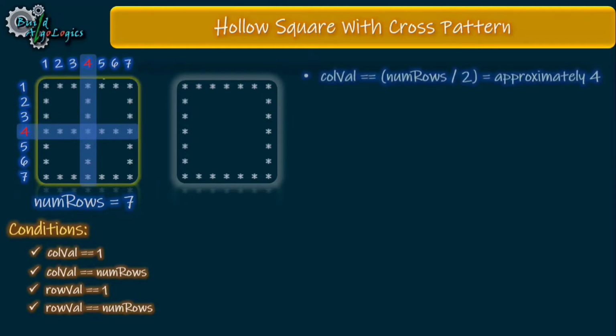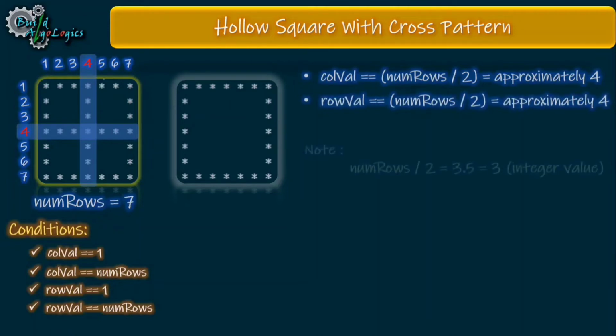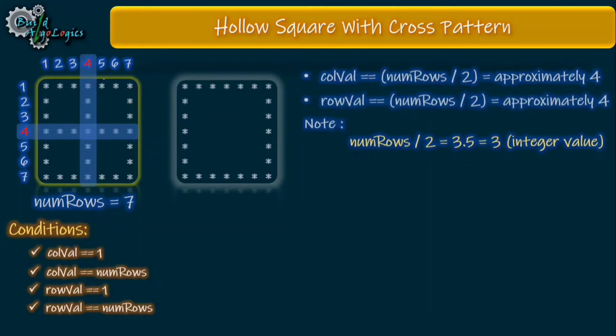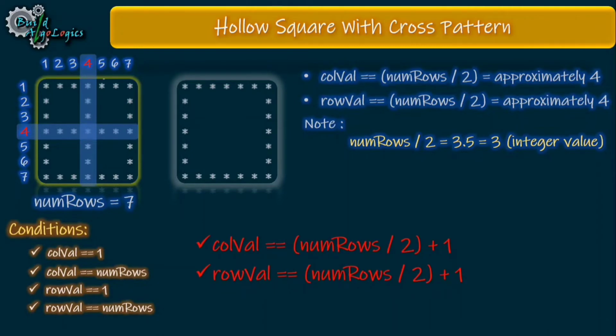These both values are approximately half of the value of num rows, as you can see here. But in C, when we perform any arithmetic division on integer numbers, it will round off the decimal values and return only the integer part, as I am showing here. Now looking at these values, we can easily construct our remaining conditions like this. It means that we need to include these two more conditions with our four previous conditions inside the if block. That's all. Now we have derived all the conditions that will be sufficient to print this hollow square with cross pattern.